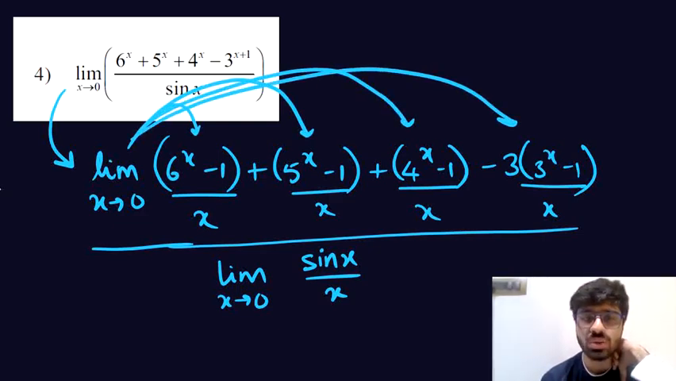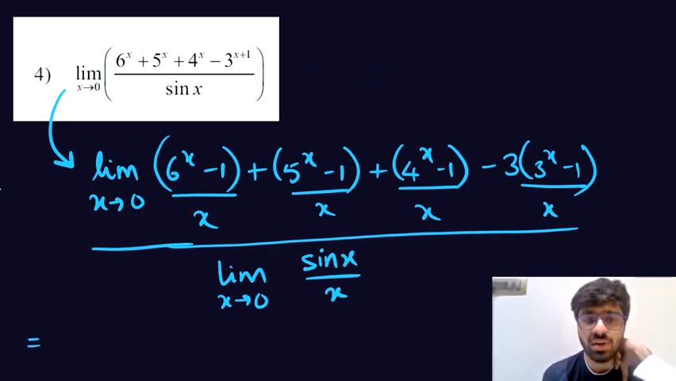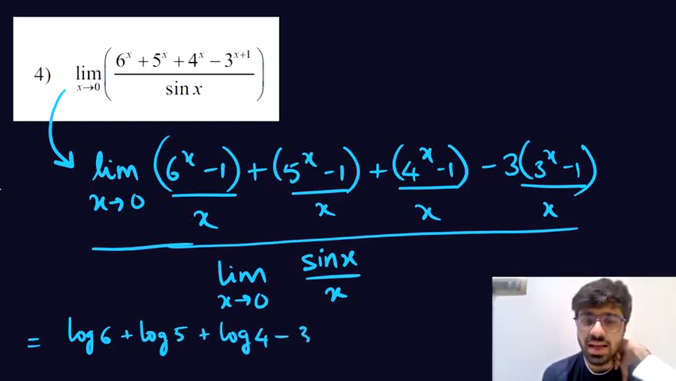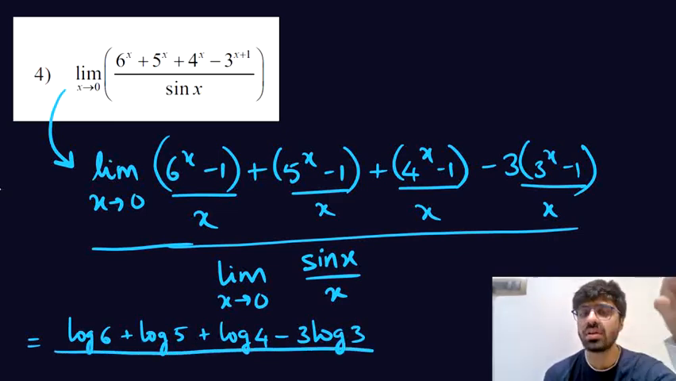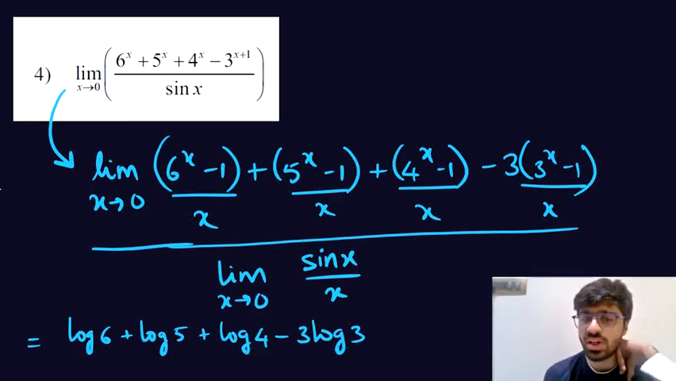Okay. So once you do that, the first term in the numerator will become log 6 plus the second term log 5 plus the third term log 4 minus the last term which is 3 times log 3, and in the denominator limit of theta tending to 0 sin theta by theta will be 1. So upon 1 is something that we need not write. Log 6 plus log 5 will be log 6 into 5, that is log 30. Log 30 plus log 4, that will be log of 30 into 4, which is log of 120.